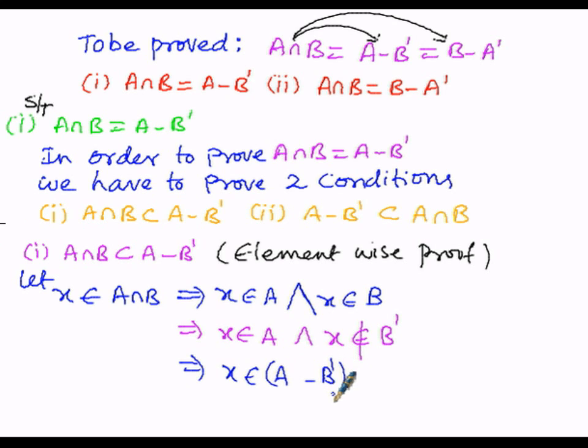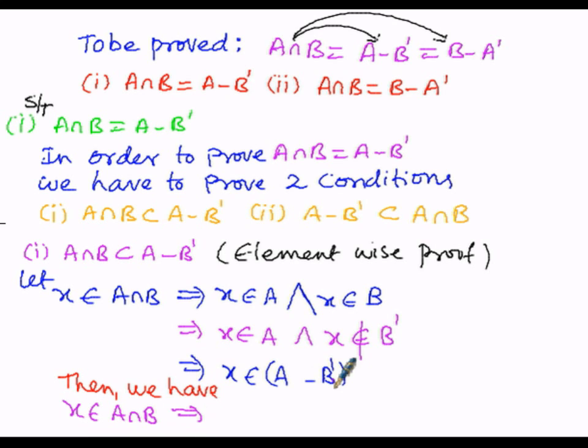Then now the next logical step will be, so here we have LHS is x belongs to A intersection B, then that implies the right hand side is x belongs to A minus B dash.